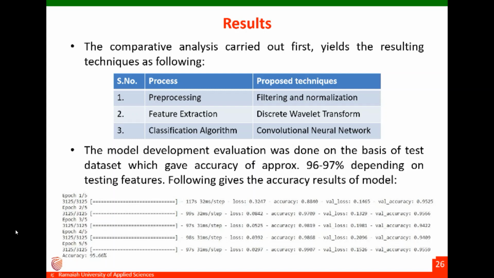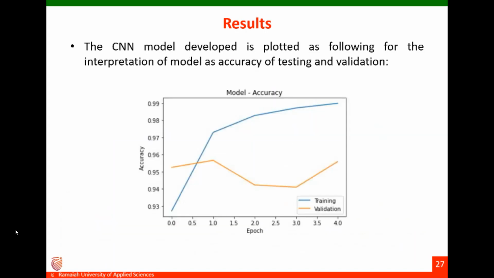So as you can see, this is the output of the model training. 5 epochs are used. An epoch refers to how many times the whole input is passed through the model from start to end. I have used 5 epochs here, and the validation accuracy is approximately 96%. So this is the result of the model accuracy graph. This graph was plotted with Python, and it shows a training accuracy of 99% and a validation accuracy of nearly 96%.